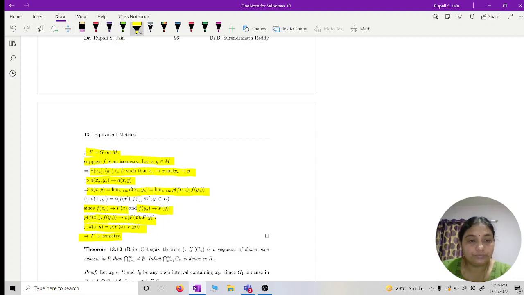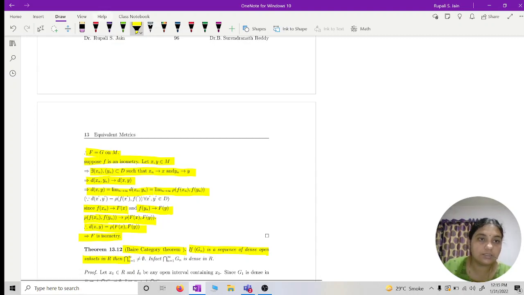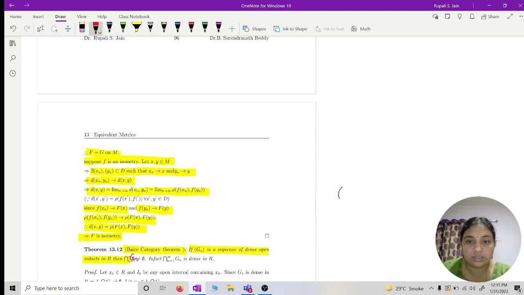Now the next theorem is the Baire Category theorem. What it says is that if Gn is a sequence of dense open subsets in R, then the intersection, here it should be the infinite intersection, of these Gn is non-empty. The intersection for n equal to 1 to infinity of Gn is not empty. In fact, it is dense. In fact, it is dense in R.